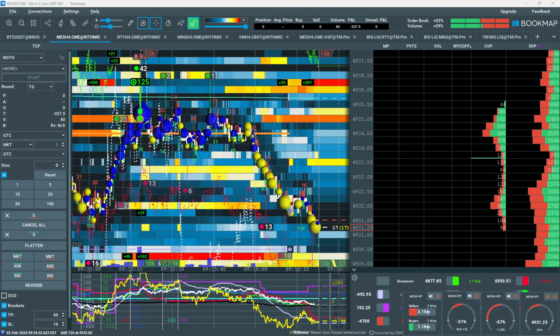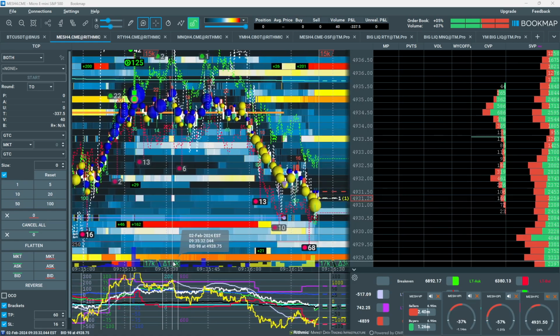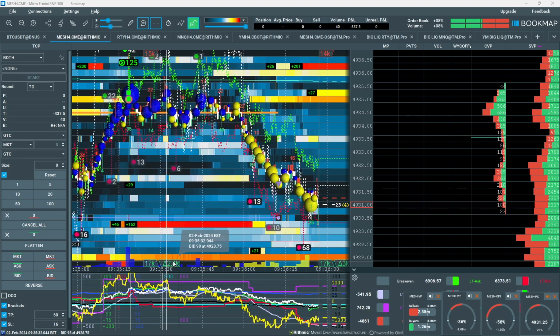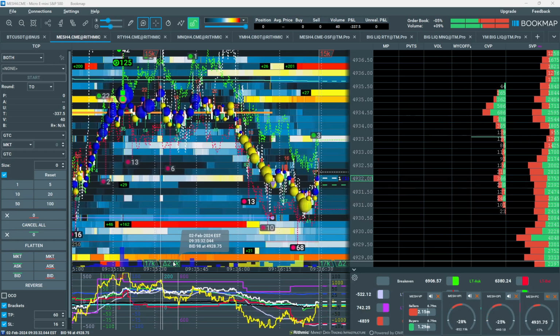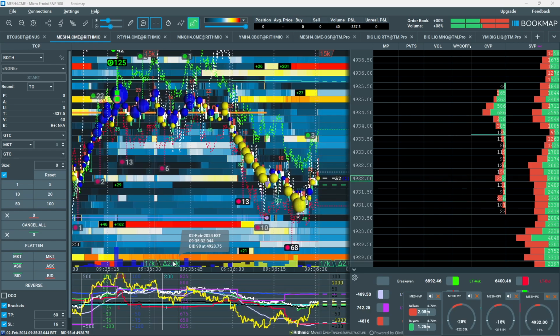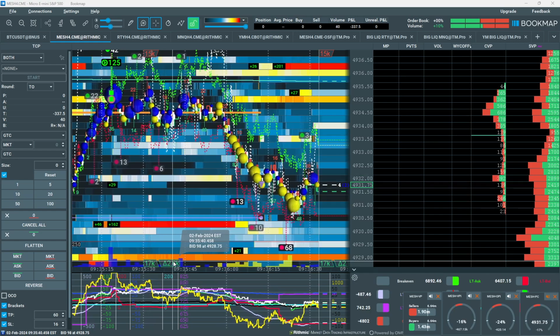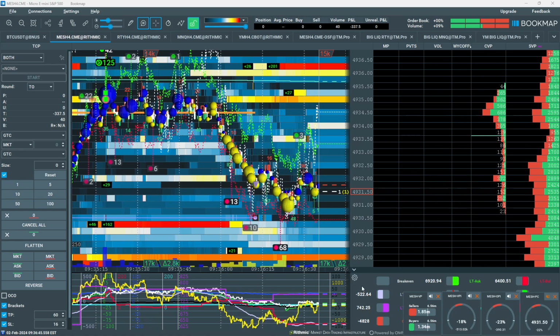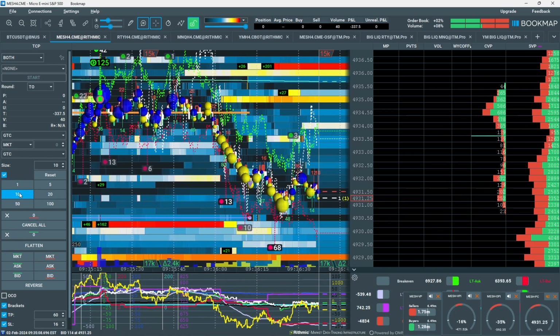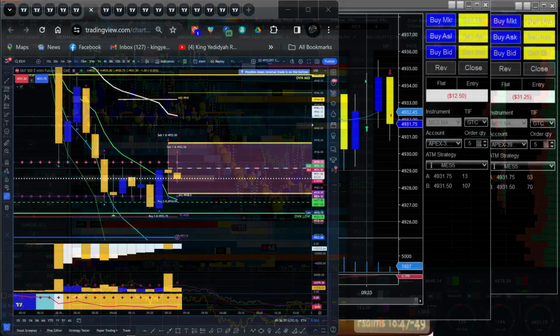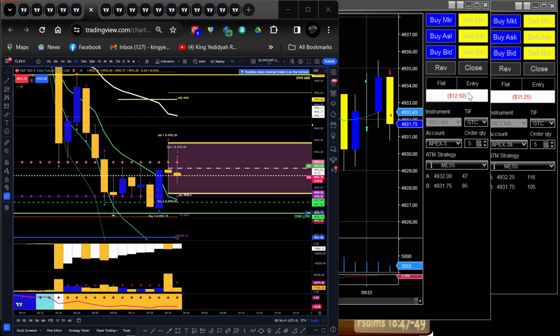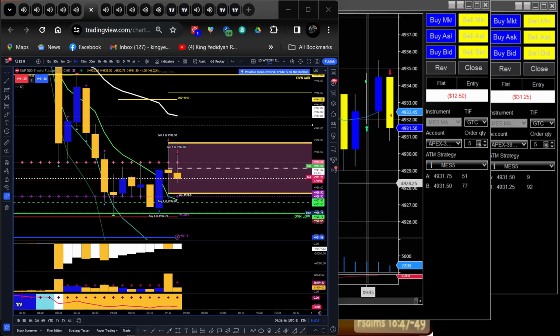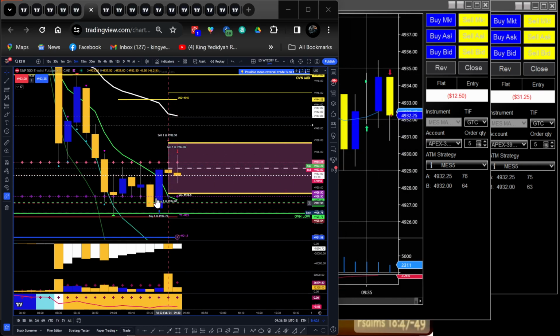Alright, so we have some back and forth action going on in NQ here. Let me just sit back a little bit and see what's going on. We went from a small profit to a small loss right here. So let's see what's going on with this congestion we're in.